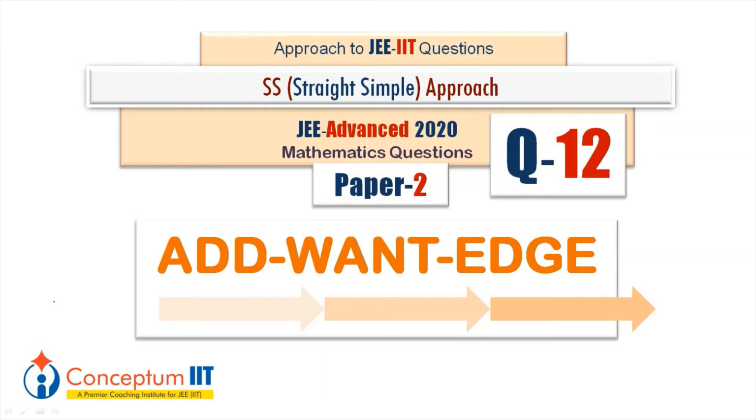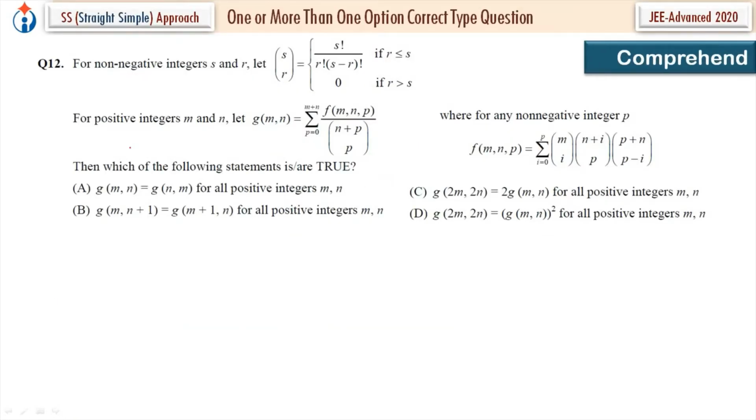Question number 12. Let's comprehend what is given. For non-negative integers s and r, this is an expression for SCR. They have described SCR, which is the usual thing if r is less than or equal to s, and 0 if r is greater than s.